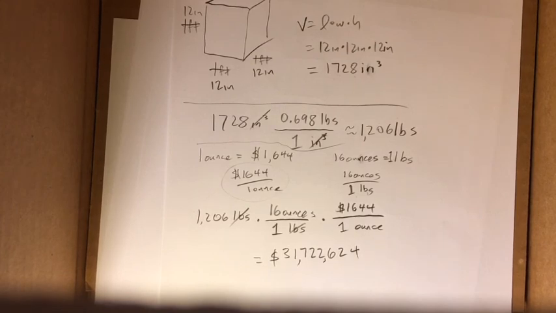So that's how you could calculate how much a cubic foot of gold is, kind of using density. All right. I hope you enjoyed this, and good luck on the Khan Academy assignment.